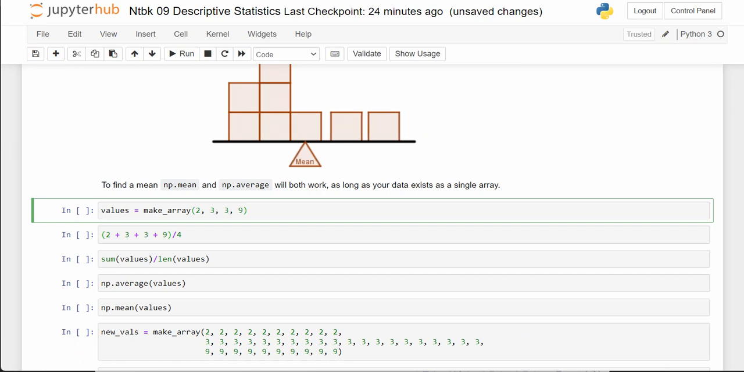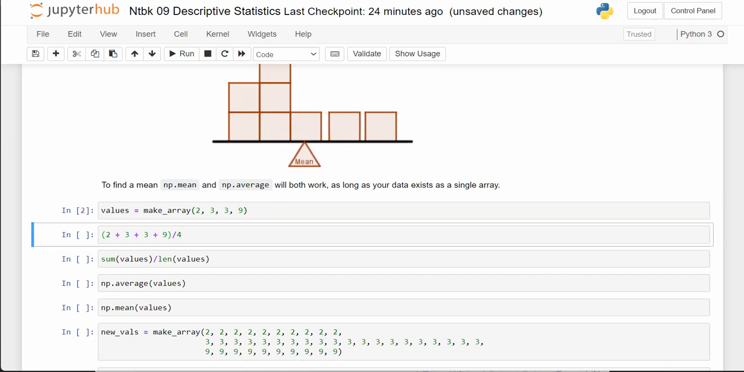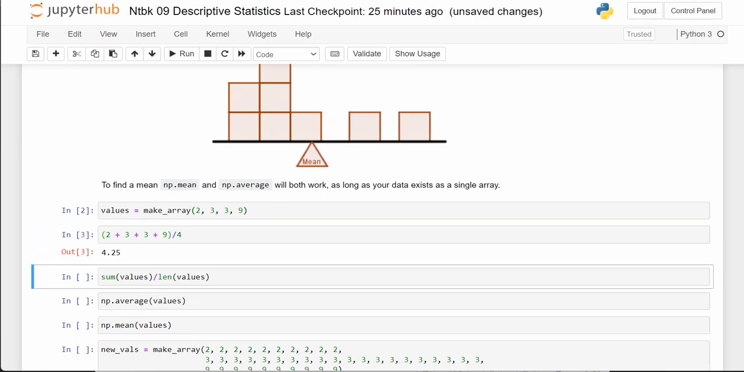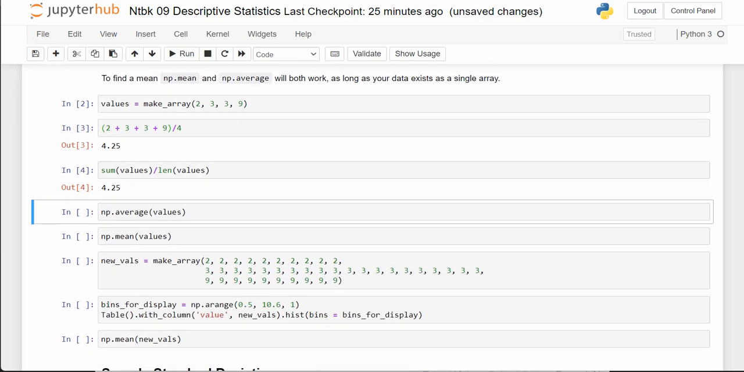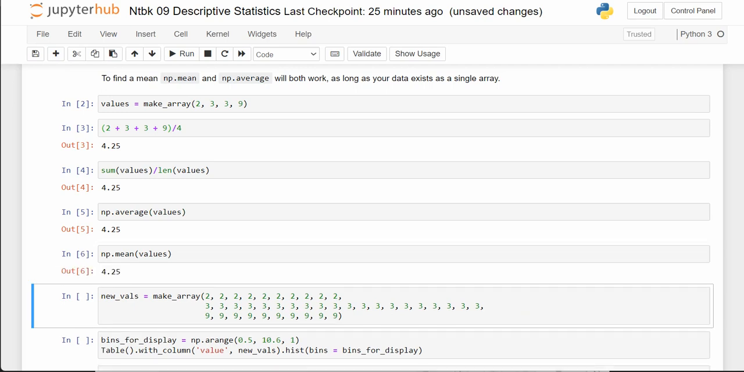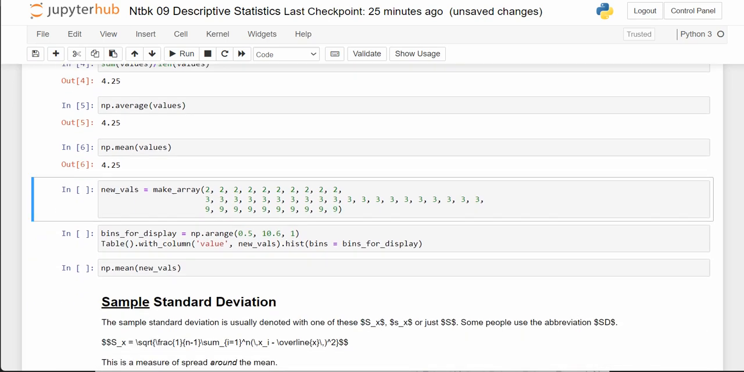Okay, so here we go. Here's values 2, 3, 3, 9, right? If we add them up and divide by the number of numbers, that's the average. Also, the sum of the values divided by the length of the values is the same thing. So that's a way to calculate the average. And if I do np.average, I get 4 1/4, and if I do np.mean, I get 4 1/4.